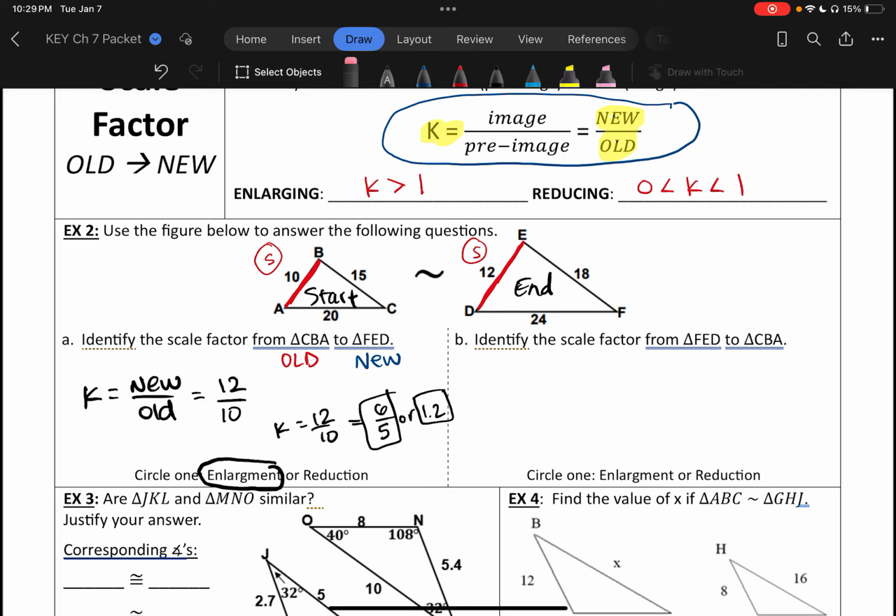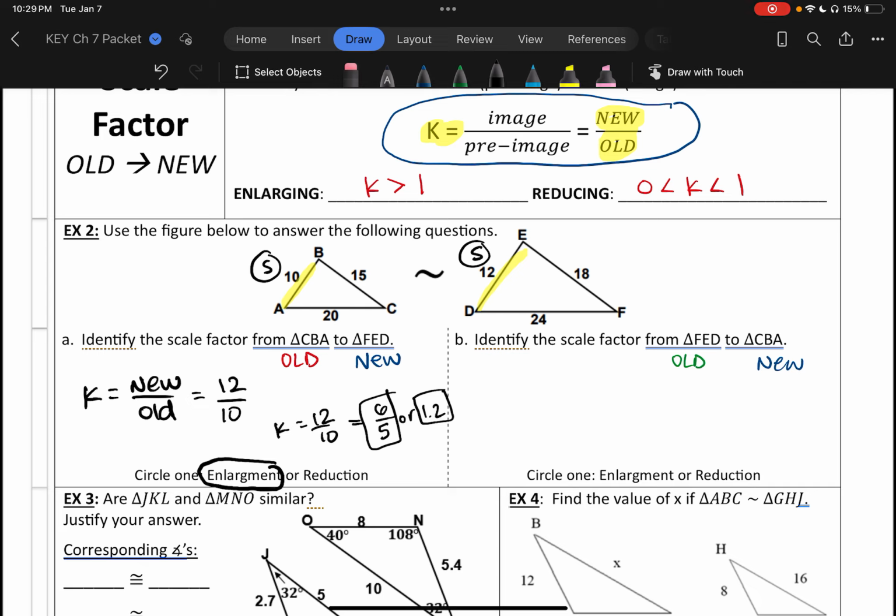All right, and so now let's look at part B of this example, okay? I'm going to erase this because now part B changes the order on you a little bit. So it's the same problem, same numbers, but now it says identify the scale factor from triangle FED to triangle CBA. The from part, that represents your old. That means that CBA is my new. So I can use the same numbers, right? We understood already that my smallest side here was 10 in this triangle. Smallest side here is 12, right? So we understand that these are corresponding.